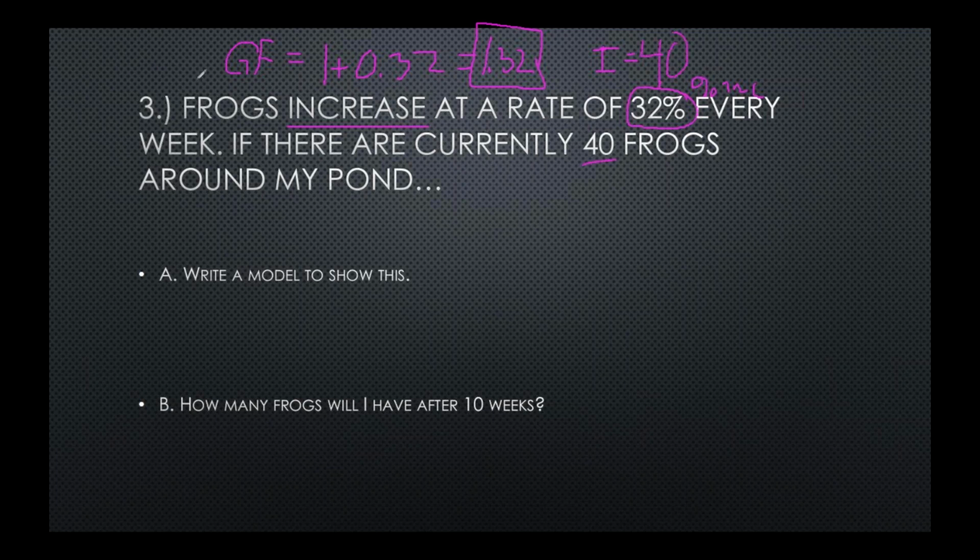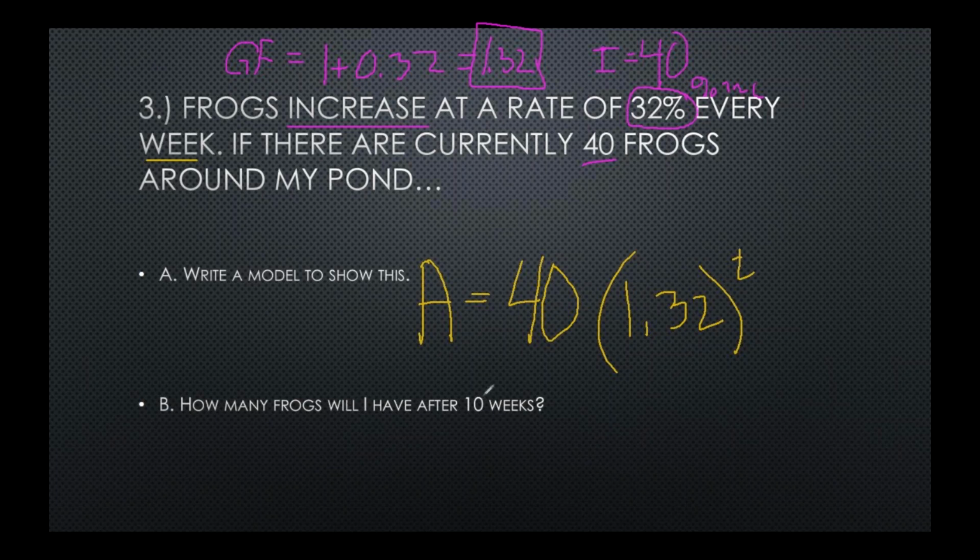Once I have the initial amount and the growth factor, now I can write a model. So we start with ending amount equals initial amount is 40. Inside the parentheses is 1.32. We raise it to the t power, where t represents weeks, because that is my time period. Okay, so there is our exponential model.